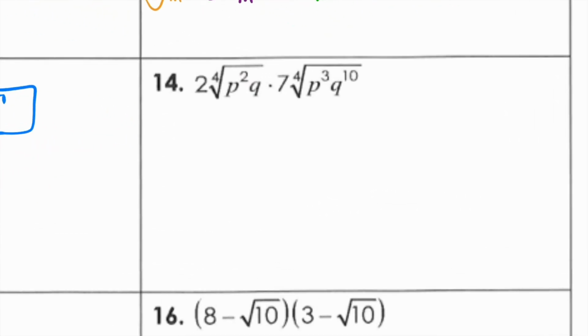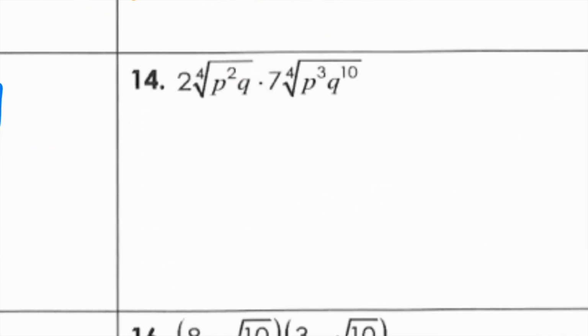On to example 14 here. Once again, we're going to multiply these together. So multiply the outsides, 2 times 7 is 14. Multiply the insides, you get the 4th root of p to the 5th, q to the 11th. And then we're going to handle that part by part.